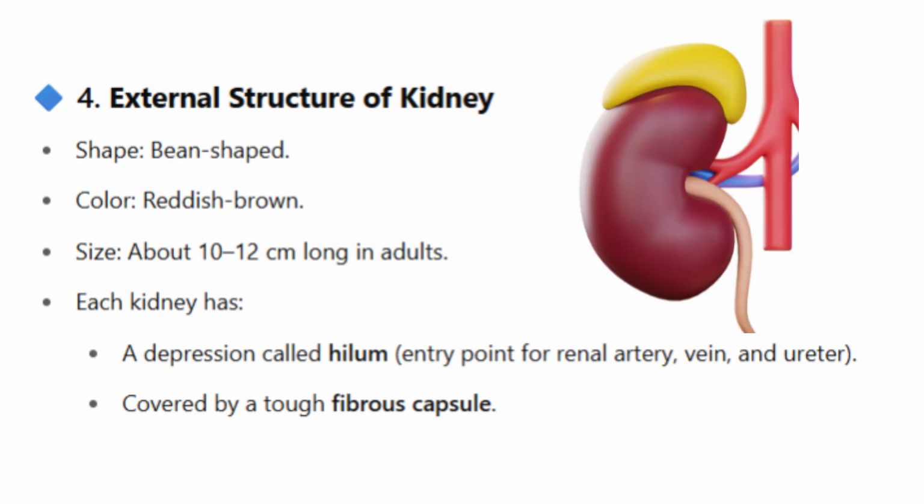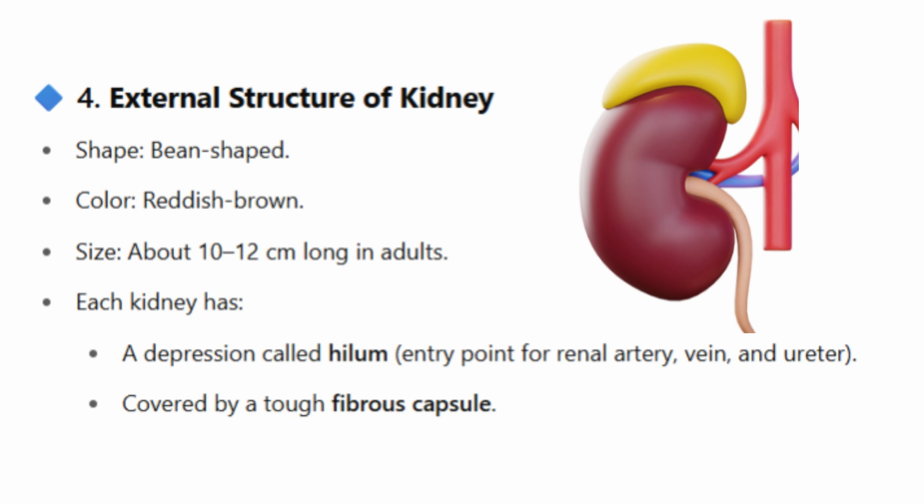Let us now understand the external structure of the kidney. The kidneys are bean-shaped organs with a reddish-brown color. They are about 10 to 12 centimeters long in an adult human, roughly the size of a fist. Each kidney has a slight indentation on one side, called the hilum.